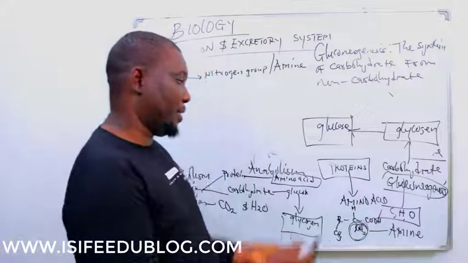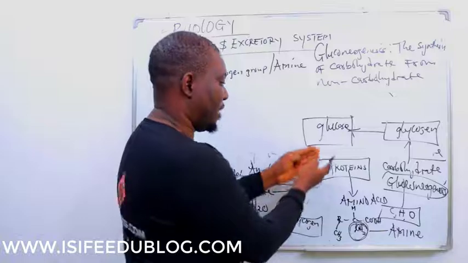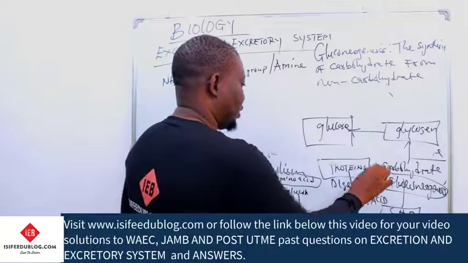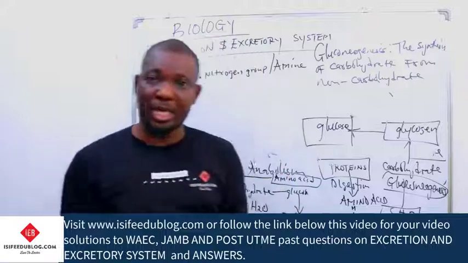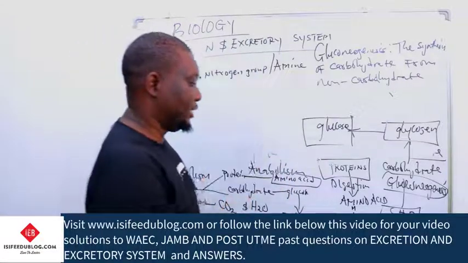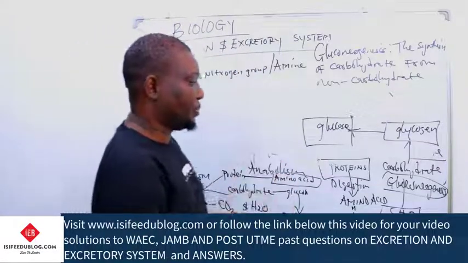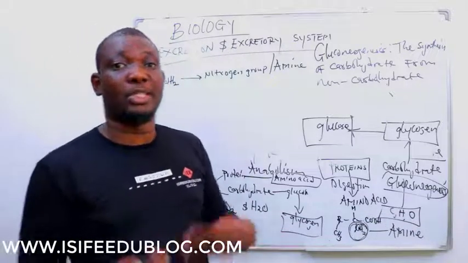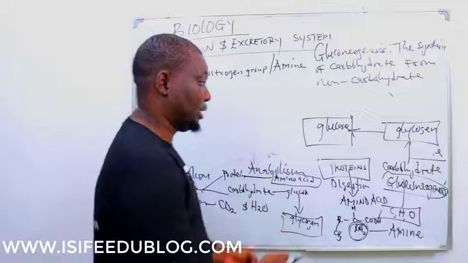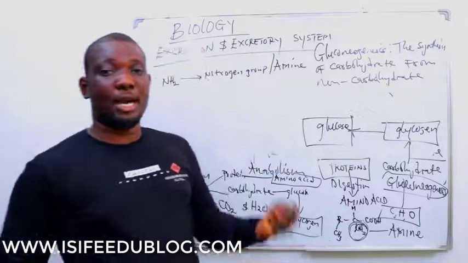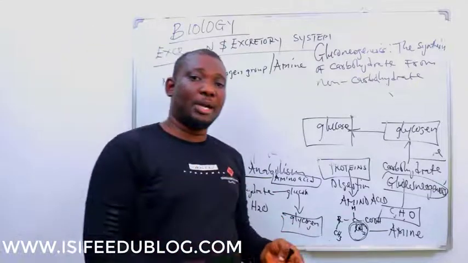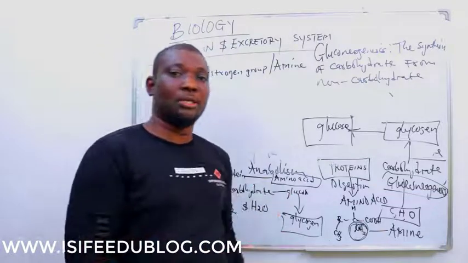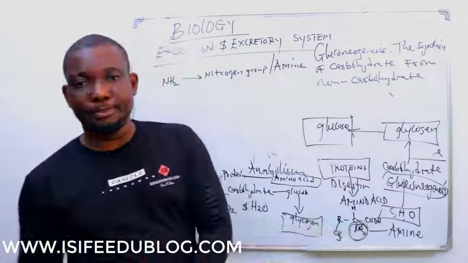In this case, this is what we started from here, proteins. From protein to amino acid, what happened from here to here is what we call digestion. This digestion is also a catabolic process. After digestion, the protein is converted to amino acid. Amino acid is the end product of protein digestion, just like carbohydrate, which is starch, is converted to glucose.